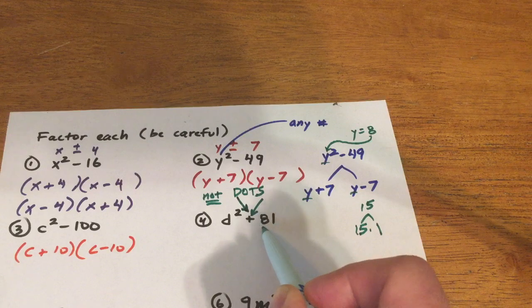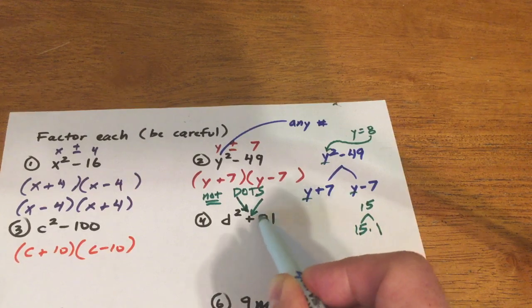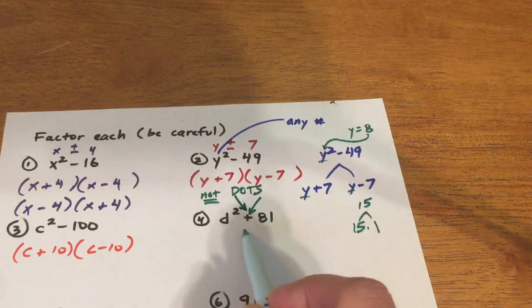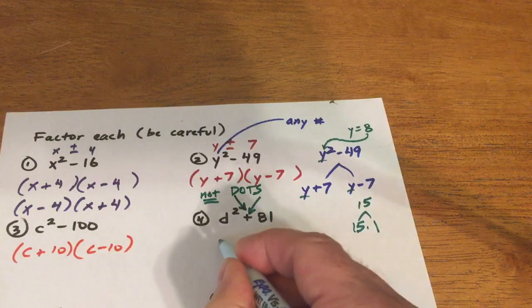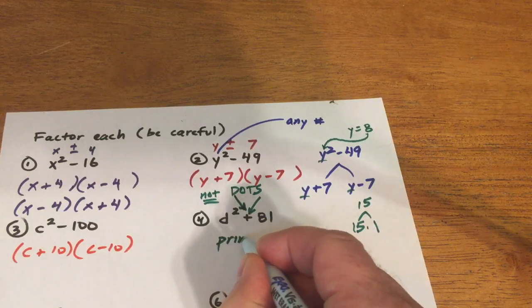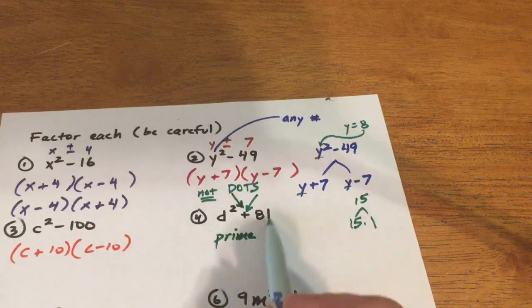And this right here being some sort of a number or a square. And because we can't write it that way, this one right here is not factorable. And like anything that's not factorable, we can call it prime. This is like a prime number. You can't break this down.